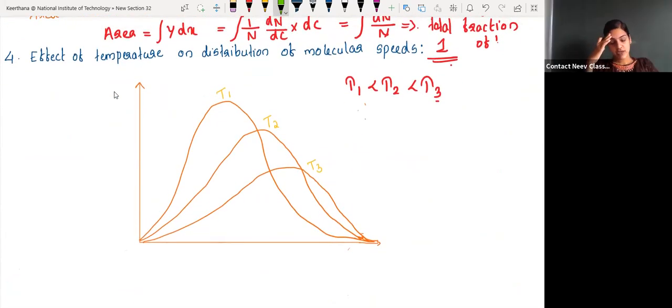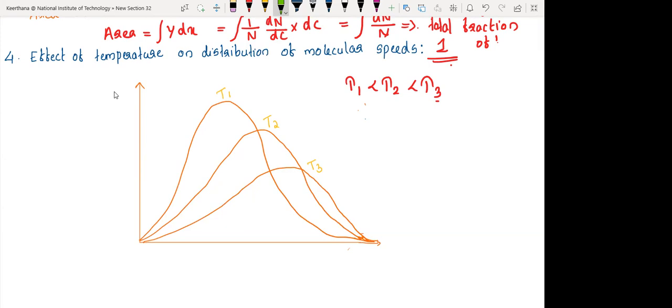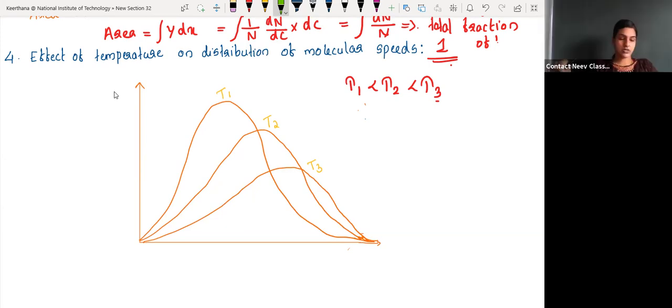So the next one is the effect of temperature on distribution of molecular speed. On increasing the temperature, the curve becomes flatter. I said decreasing, okay, on increasing the temperature, the curve becomes flatter. That is, it is shifted to the right hand side. Curve becomes flatter, and that is shifted to the right hand side.